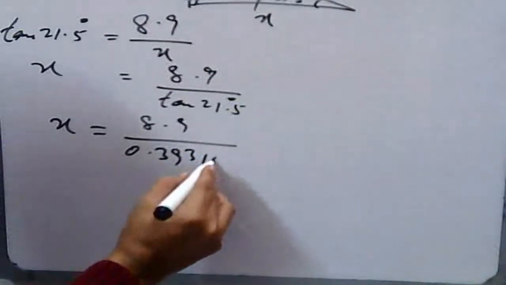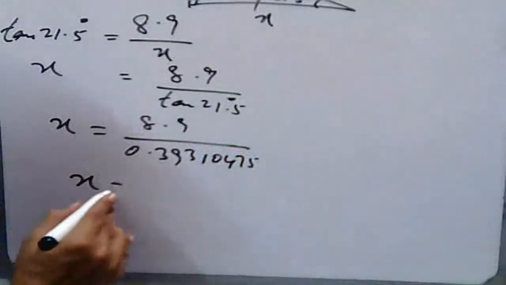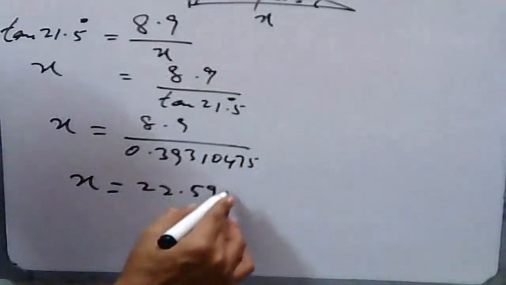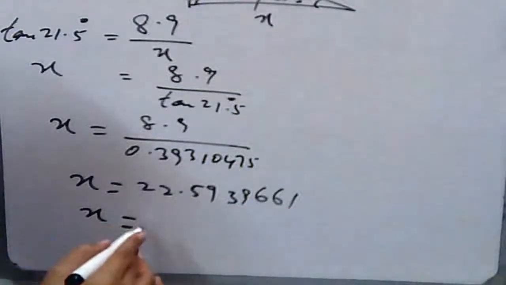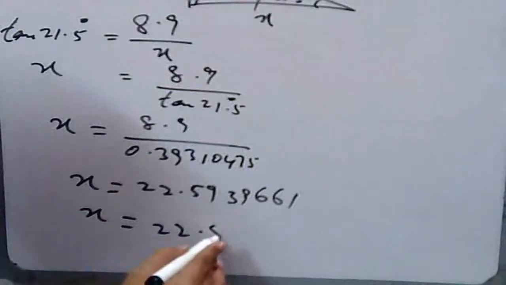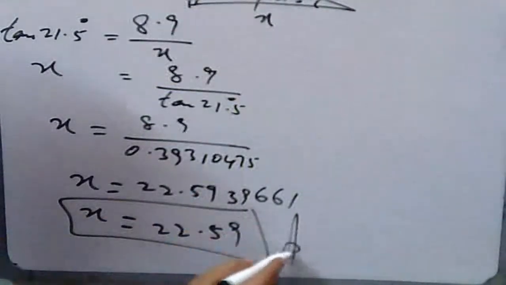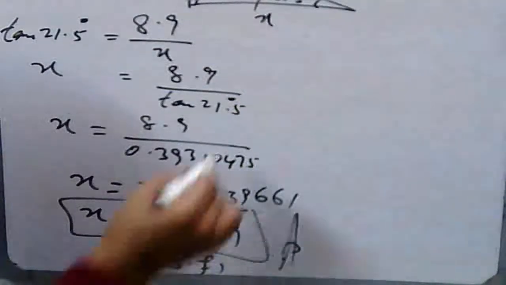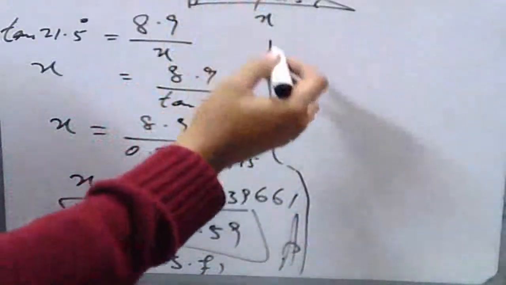So the value of x will be, what is the value of tan? That is 0.3931047. So after division you will get 22.59396661. So the value up to 4 SF is 22.59, because it is less than 50%. So that is your required result up to 4 SF.